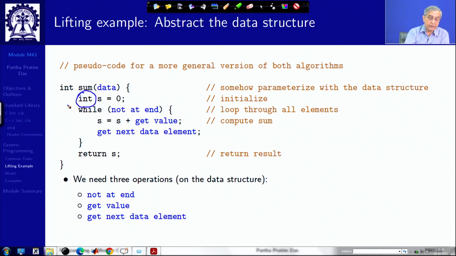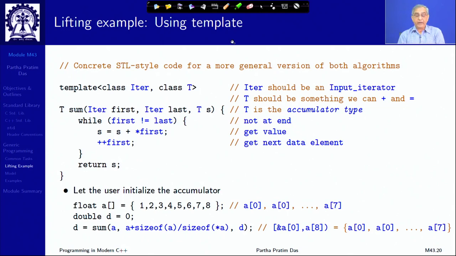A specific element type has been used, which can be very easily liberated by using a templatized type, right. So, if I try to write this in the form of a template, I can say that I will have something like a pointer to the data, which I call iter or iterator.